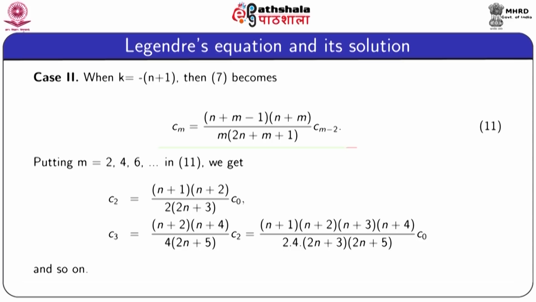In a similar manner, we now put m equal to 2, 4, 6 in this particular expression. Please note, if you put m equal to 3, 5, 7, all the odd numbers, you are again going to get all the Ci's to be 0. So, we do not show it in this slide, we just put m equal to 2, 4, 6 in this particular expression. And when you do that, you get C2 to be n plus 1 into n plus 2 divided by 2 times 2n plus 3 into C0.